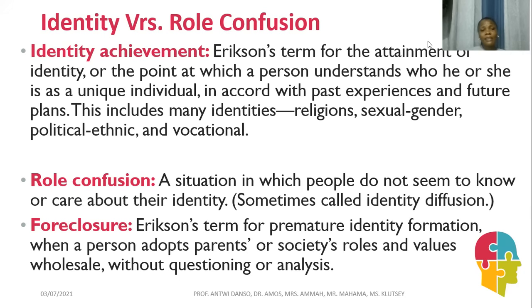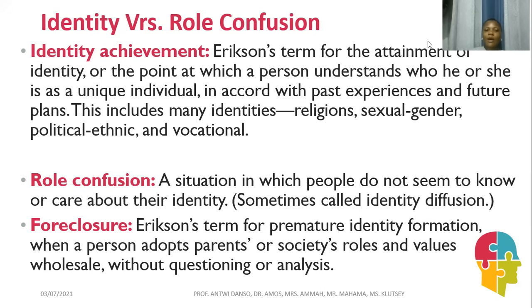Now, if the child or the adolescent is not able to attain identity achievement, they have what we call role confusion, where the adolescent does not know what they are about, or they don't care about who they are or what they seek to achieve. And it is sometimes called identity confusion.